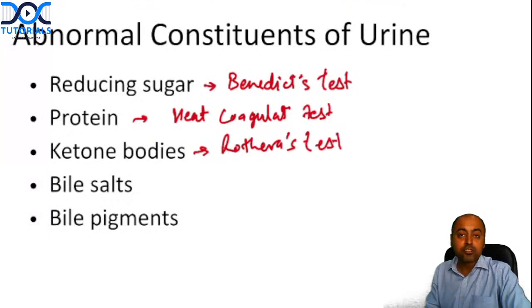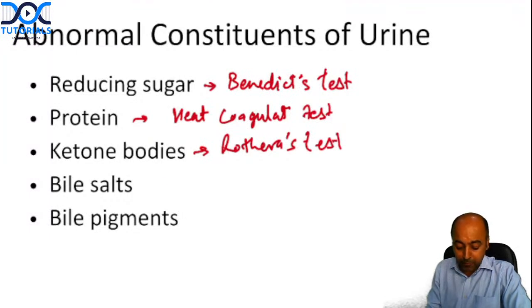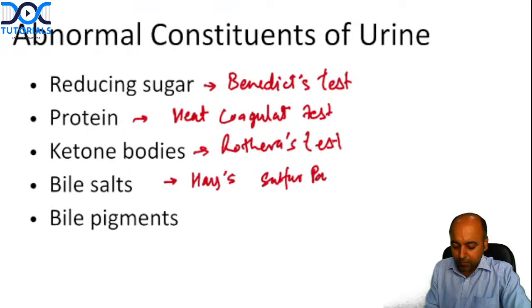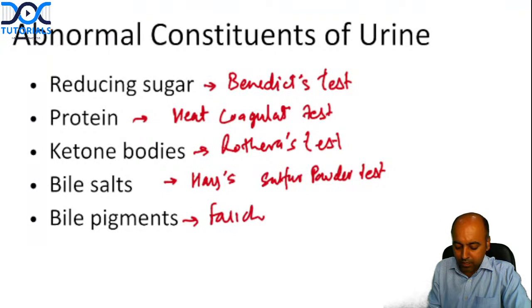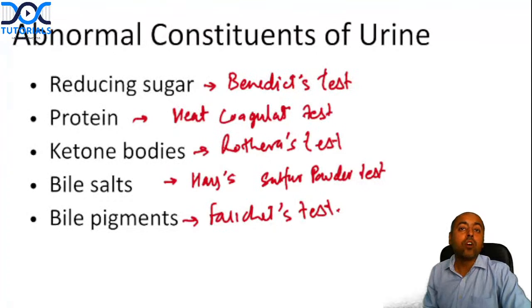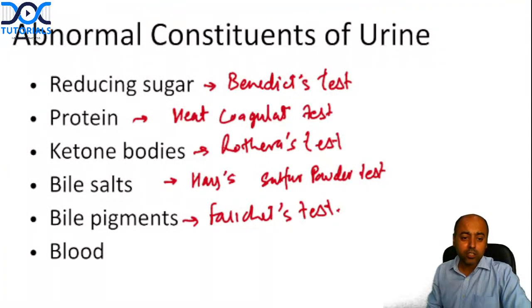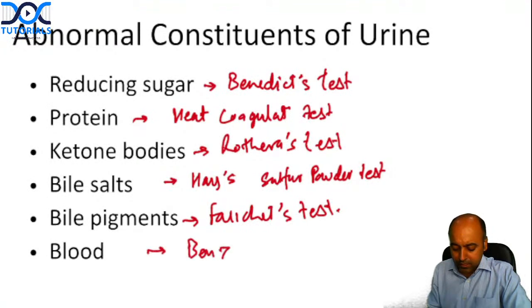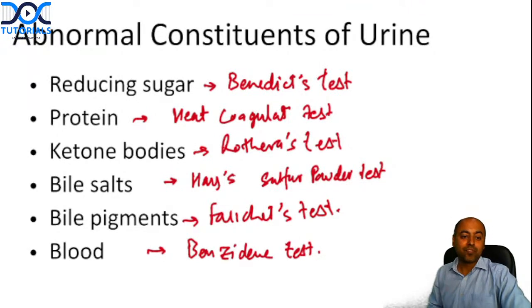Then we can have the bile salt and the bile pigment. For bile salt, you can have the Hay's sulfur powder test, and for bile pigments you can have the Fouchet's test. You can have the Fouchet's test for the bile pigment. In addition, you can have the blood, for which you can have the benzidine test. Okay, so these are some of the common abnormal constituents in urine.